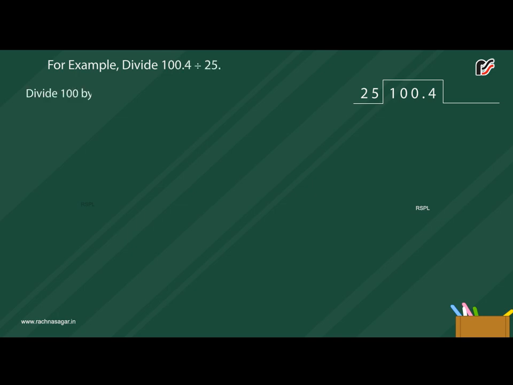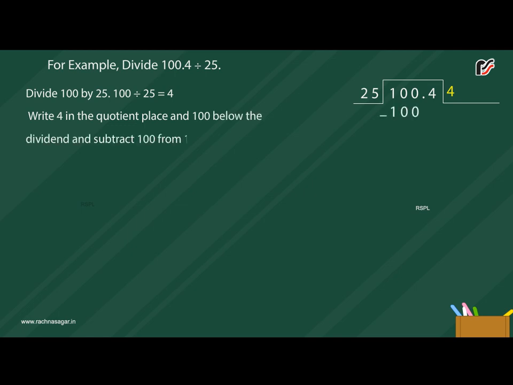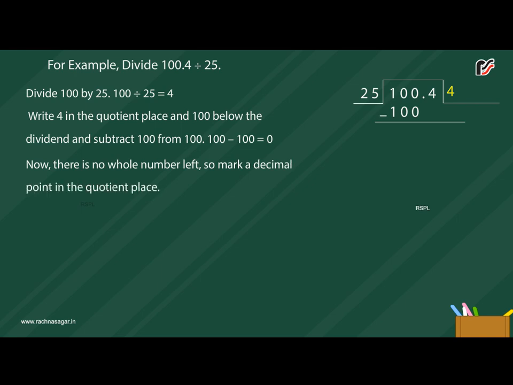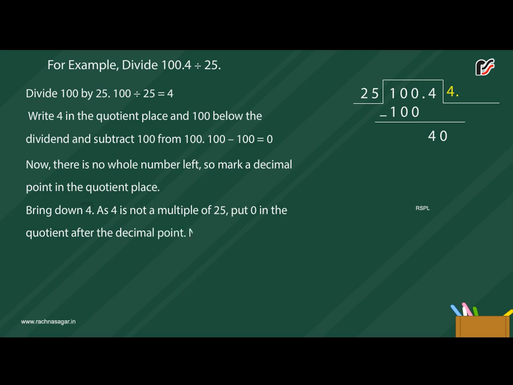Divide 100 by 25. 100 divided by 25 is equal to 4. Write 4 in the quotient place and 100 below the dividend and subtract 100 from 100. 100 minus 100 is equal to 0. Now, there is no whole number left, so mark a decimal point in the quotient place. Bring down 4, as 4 is not a multiple of 25. Put 0 in the quotient after the decimal point.